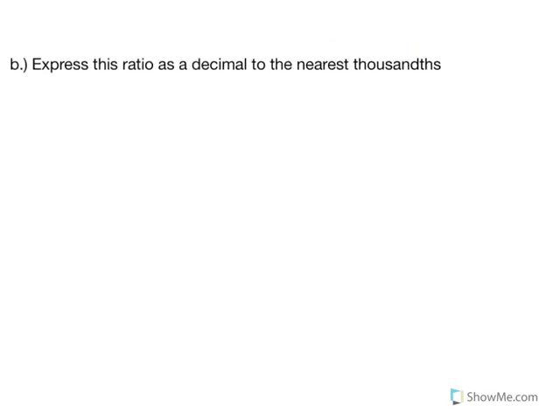Moving on to part B. Express the ratio as a decimal to the nearest thousandths. Well, we have 11/7. If I want to change a fraction to a decimal, I simply take the numerator and divide it by the denominator.